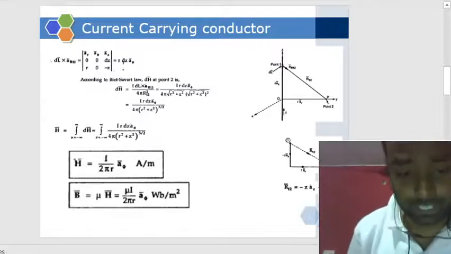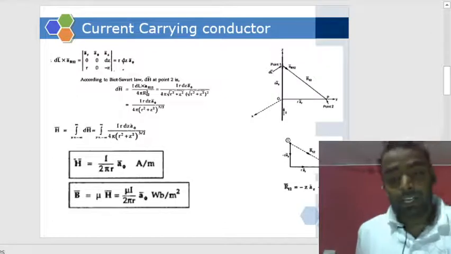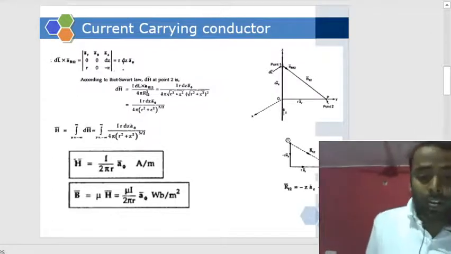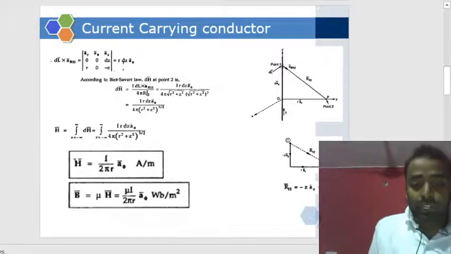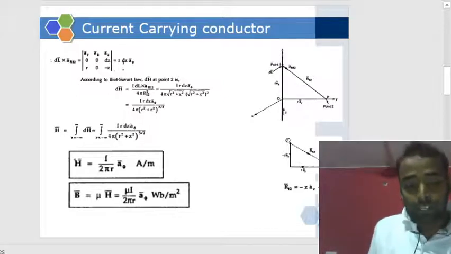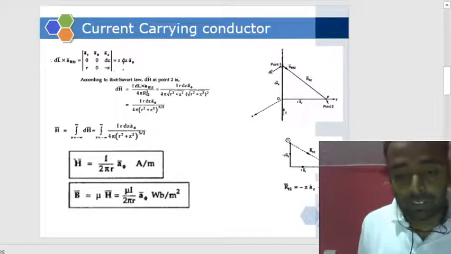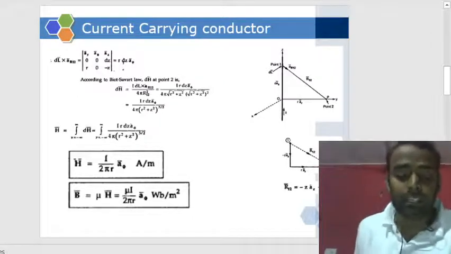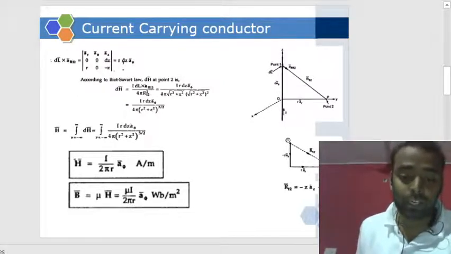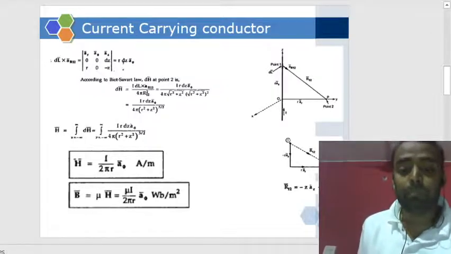Okay, and H. So I upon 2 pi r in the direction of a phi ampere per meter. From this you can determine B. B is equal to mu H. That is, mu will be multiplied, and suppose this is kept in air or free space, it will be mu naught. Okay, unit Weber per meter square.